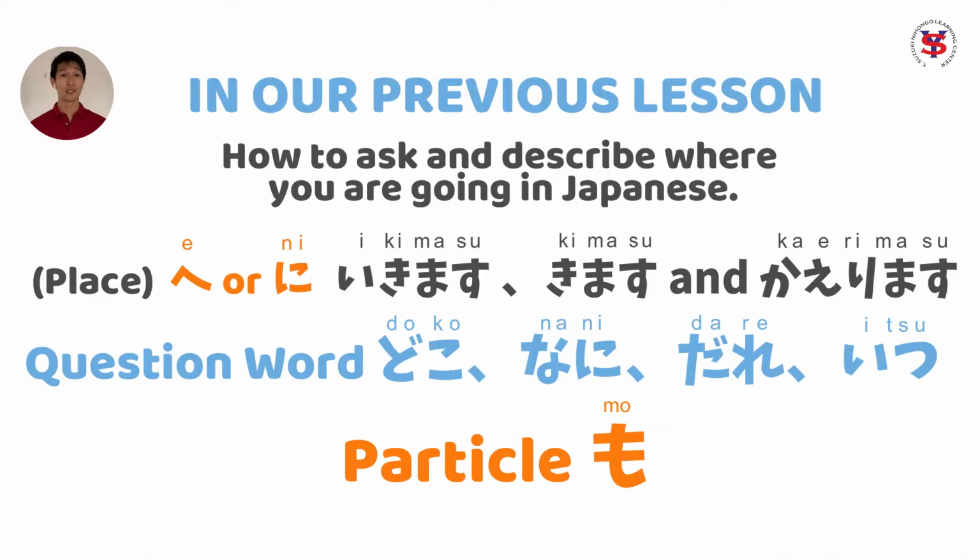In our previous lessons, pinakilala natin ang question form for the sentence place e or ni ikimasu, kimasu, or kaerimasu using the word doko or where. Check out the links in the description box for a refresher on this lesson.